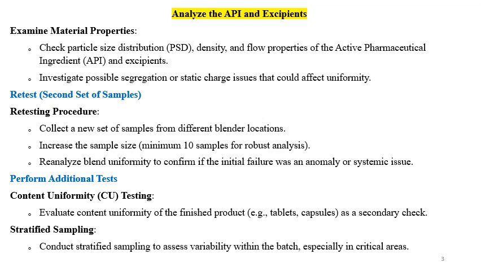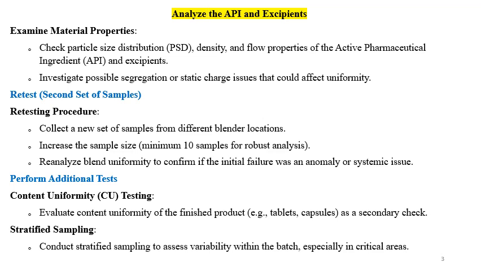Then analyze the API and the excipients. Examine material properties. Check particle size distribution, density, and flow properties of the blend, active material, and the excipients. Investigate possible segregation or static charge issues that could affect uniformity. Also, hygroscopicity is required to be tested and understood to understand the root causes.